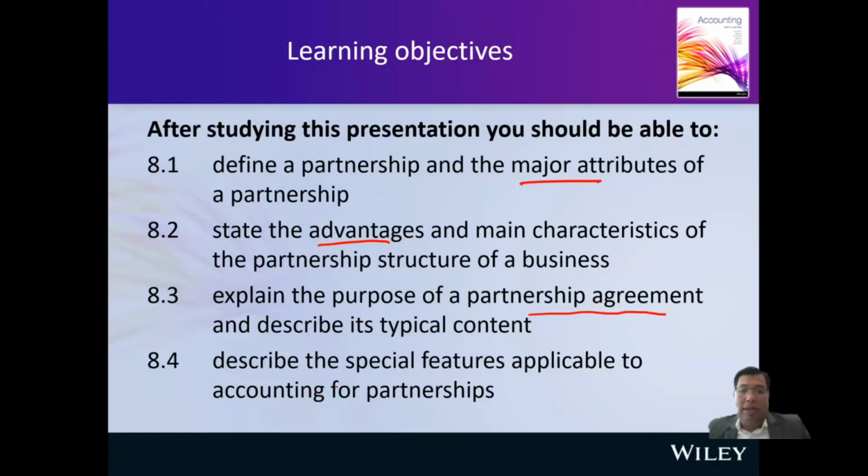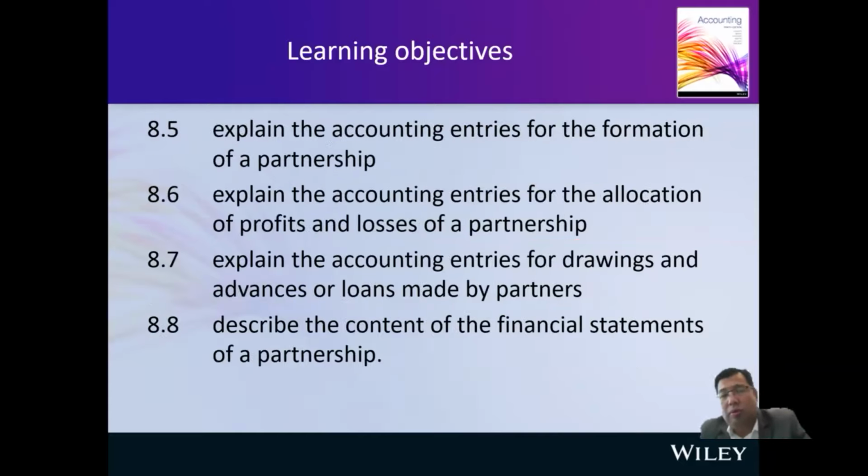Describe the special features applicable to accounting for partnership: how we account for the capitals, for the drawings, for the interest on capital or interest on drawings. It might be different compared to the sole proprietorship. Explain the accounting entries in order to form the partnership. Explain the accounting entries for allocation of profit.